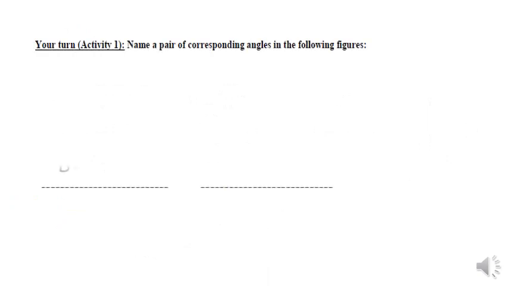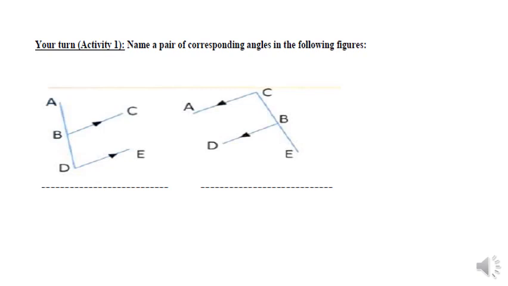Now your turn. Can you name for me corresponding angles? Let's look at the first figure. We have two parallel lines. BC is parallel to DE. So we get equal corresponding angles. This one and this one. Okay, so look at the shape. It's similar to an F shape, but it's upside down. So the two corresponding angles here are ABC and BDE.